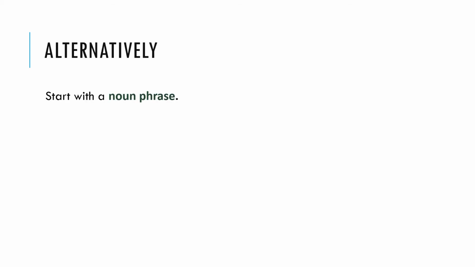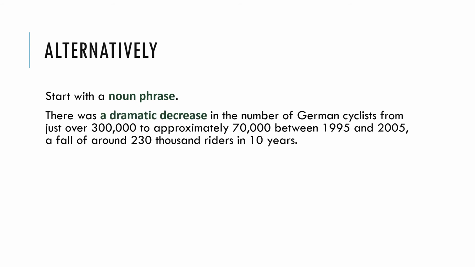Alternatively, we can start with a noun phrase. There was a dramatic decrease in the number of German cyclists from just over 300,000 to approximately 70,000. All we have done is we've taken the verb and the adverb forms and we've made them the adjective and noun forms. Or we can also use a relative clause.